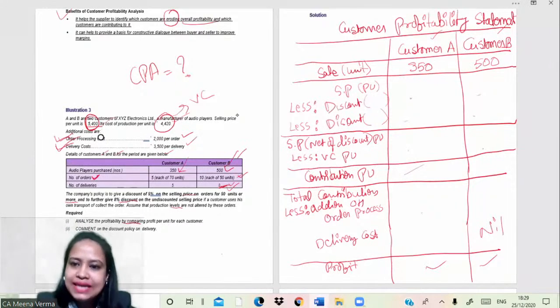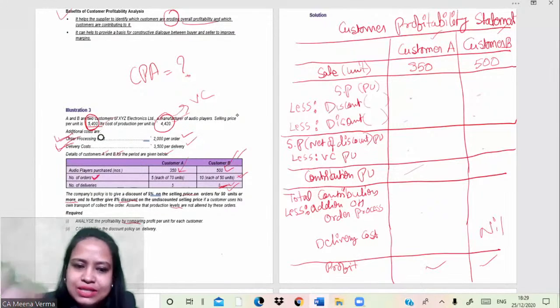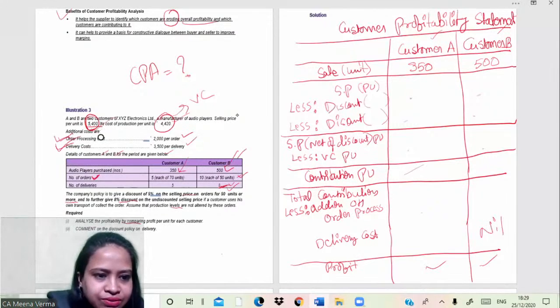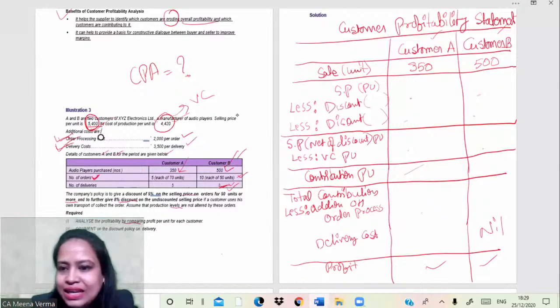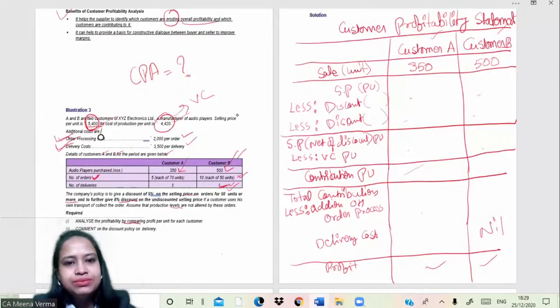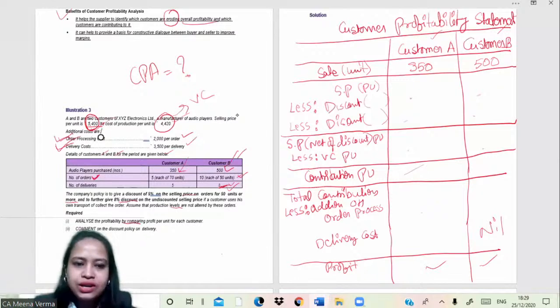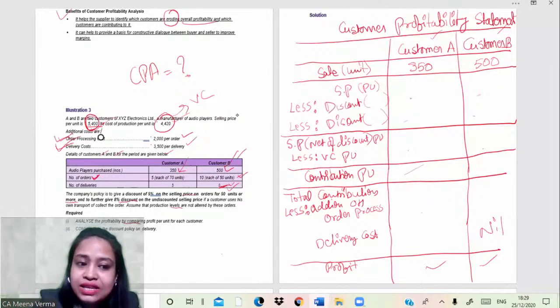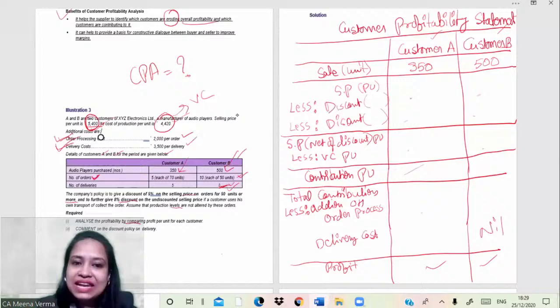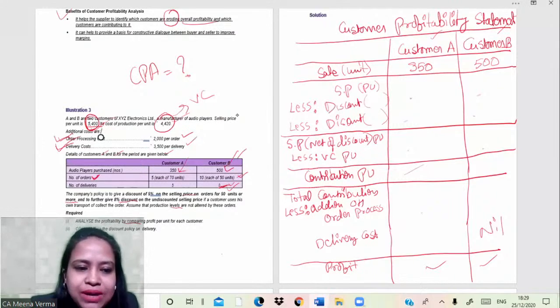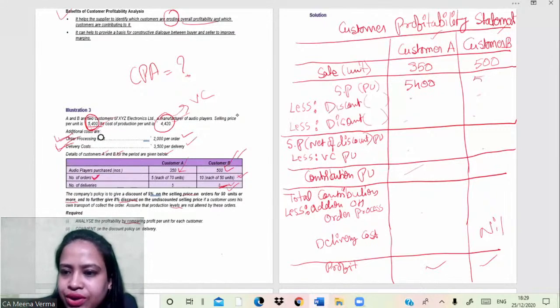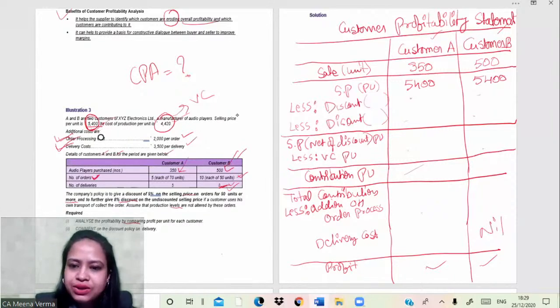Selling price per unit for customer A is 5,400 and selling price for customer B is the same. Okay, they're selling their product at the same selling price. See, cost is different for them, but selling price is the same for them, 5,400. This is the selling price per unit we have here, in rupees.